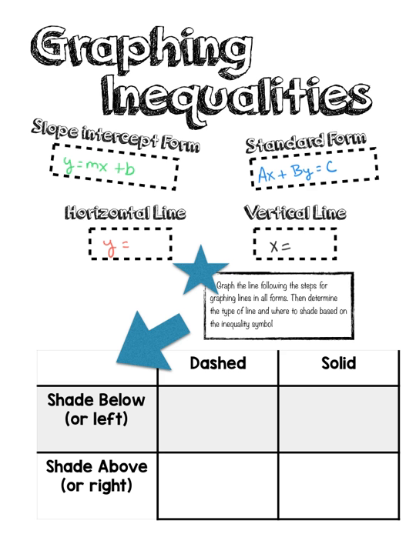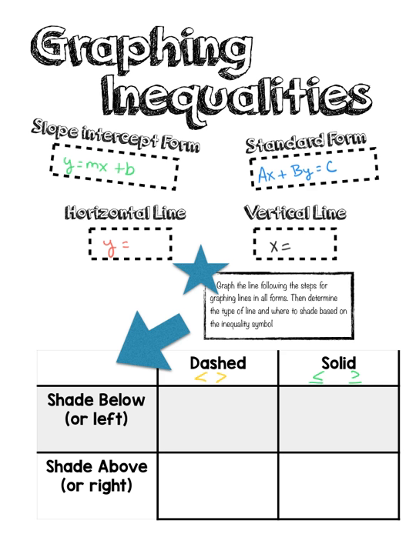So, graphing lines in all forms. When you have a dashed line, you're looking for an inequality that is either this or this. A solid line is going to be this with a bar underneath. So your dashed line is less than or greater than. A solid line is less than or equal to, greater than or equal to.